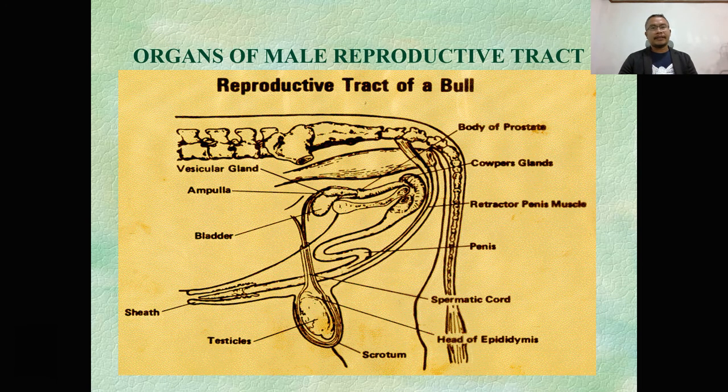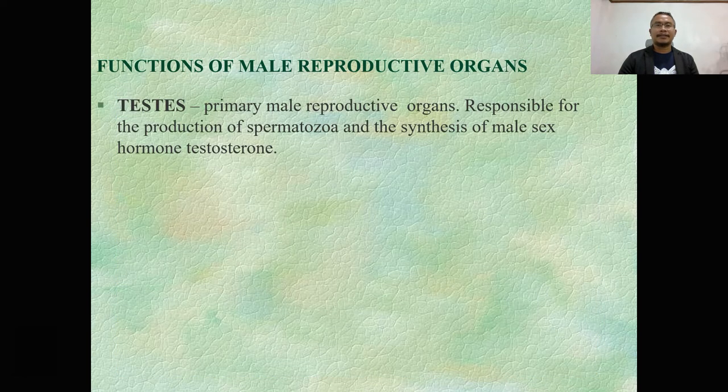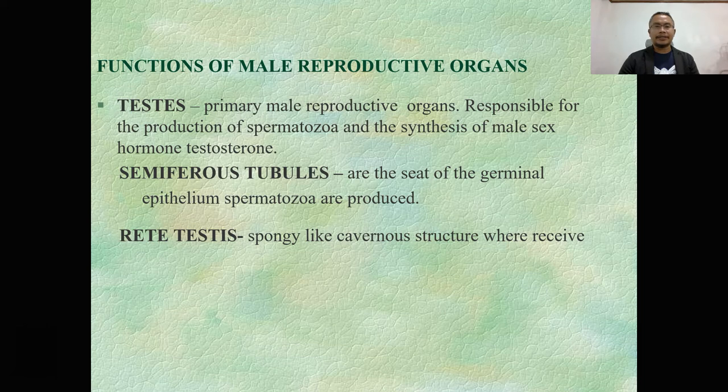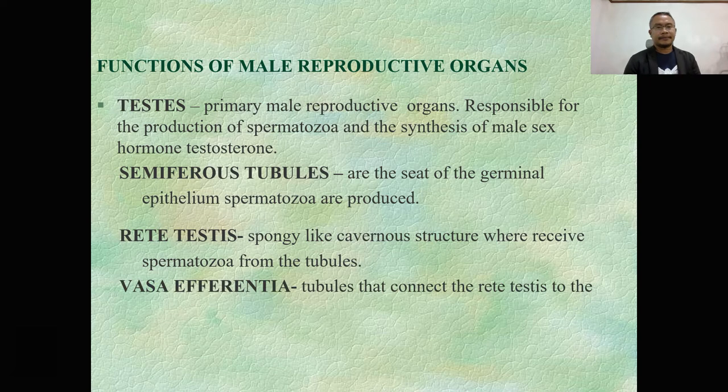Now let's proceed to the organs of the male reproductive tract. We also have illustrations provided in your modules, which were posted in our Google Classroom. Kindly read them carefully, study, and review using this lecture video. So we have now the parts of the male reproductive organs and their functions. The first is the testes.